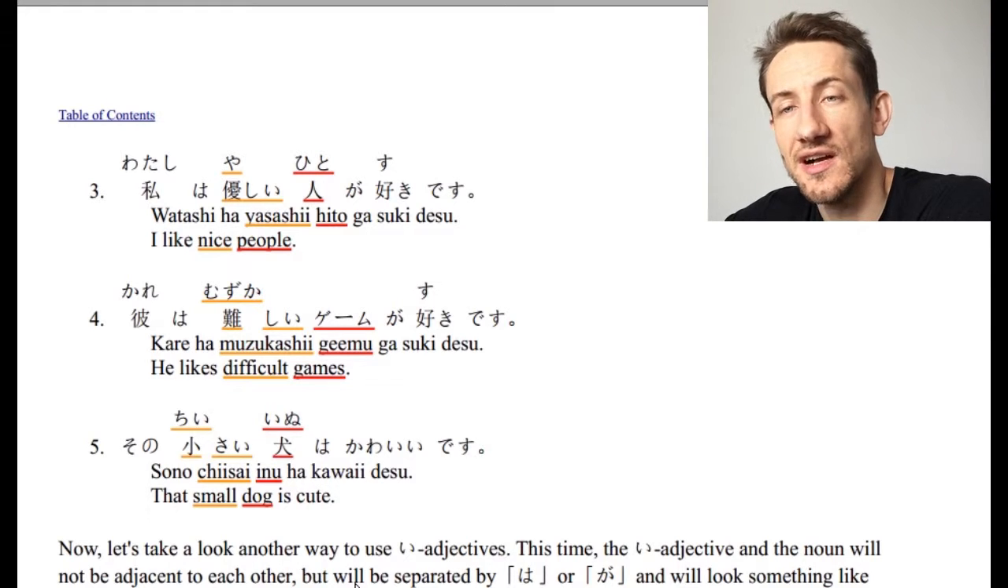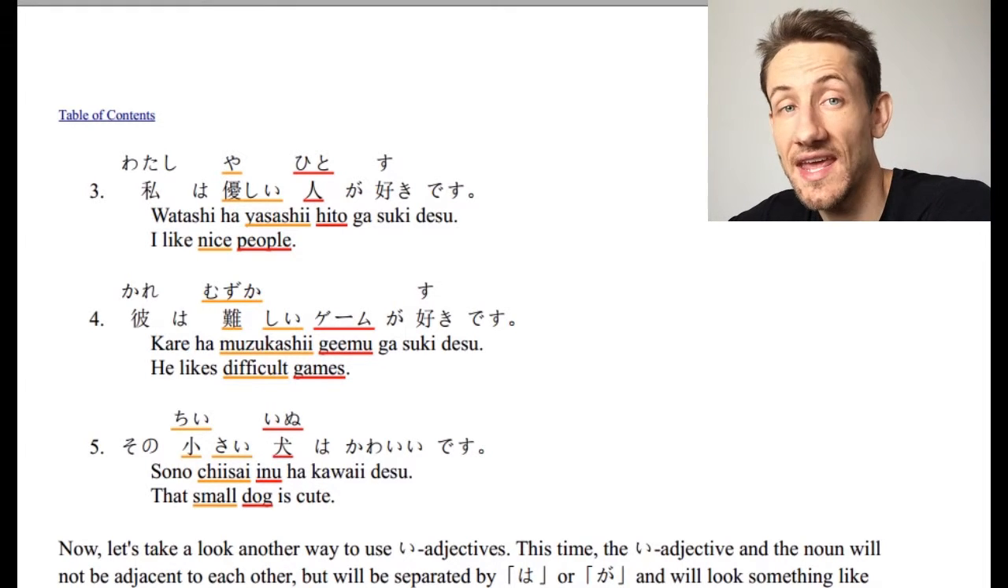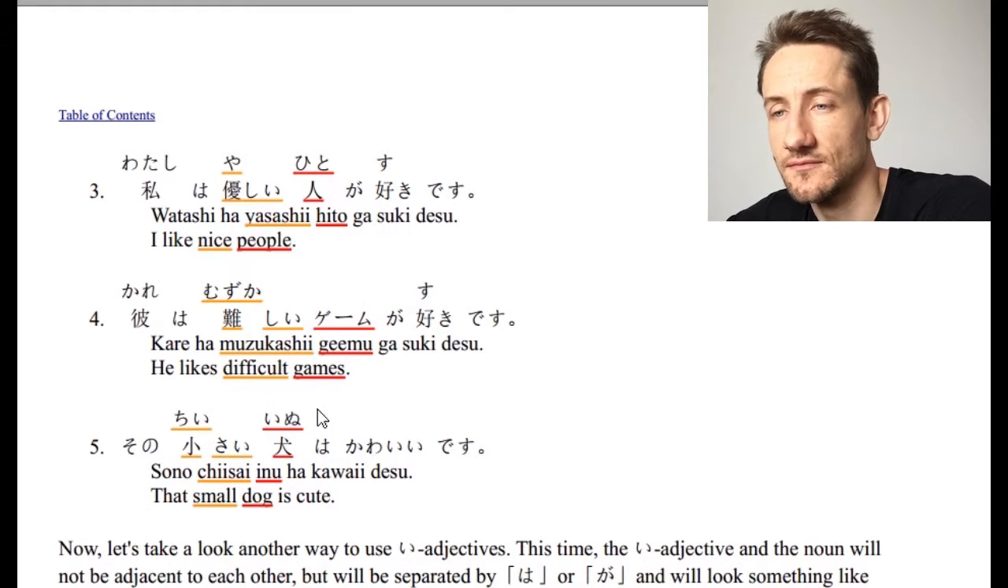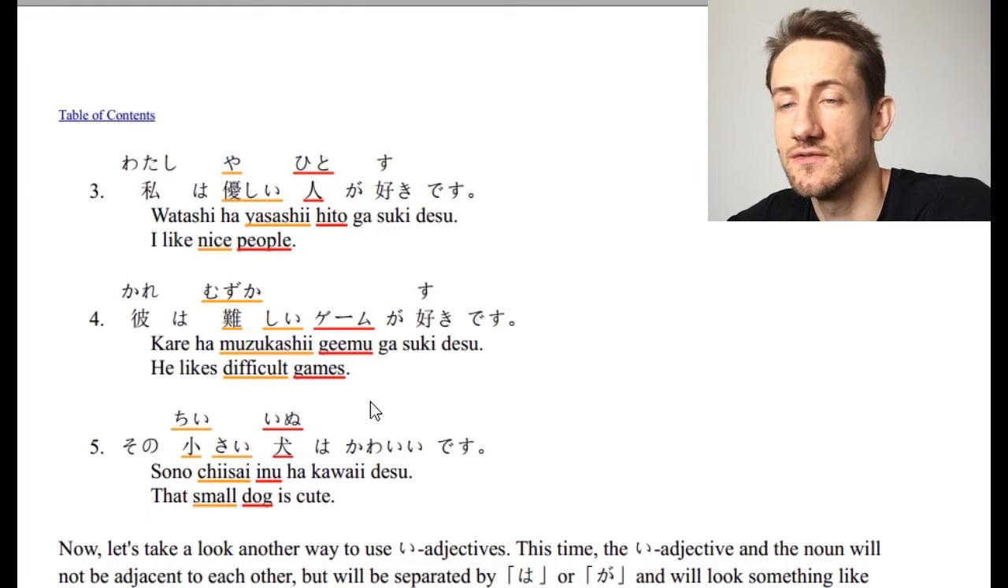Number four, kare wa muzukashii geimu ga suki desu. He likes difficult games. Muzukashii means difficult, and geimu is the katakana word for game, which usually means maybe a video game. Muzukashii geimu. Number five, sono chisai inu wa kawaii desu. That small dog is cute. Chisai inu, small dog.